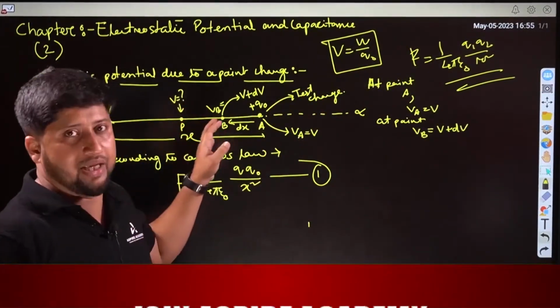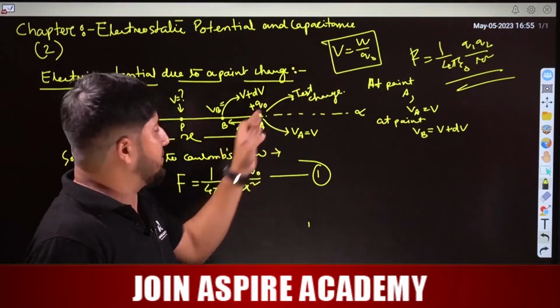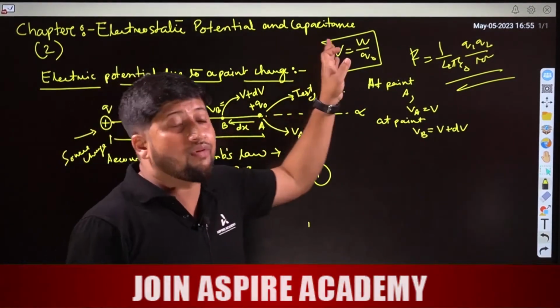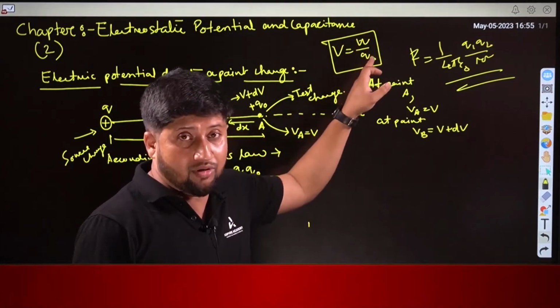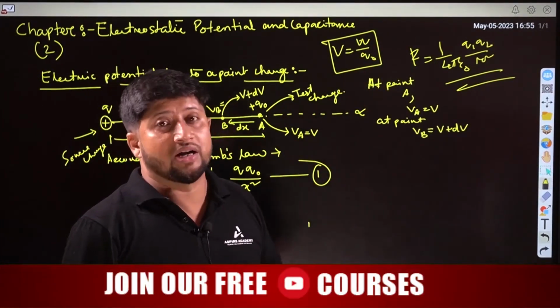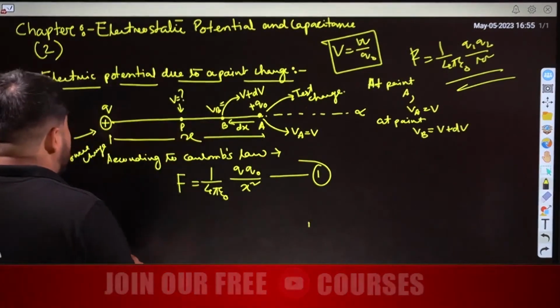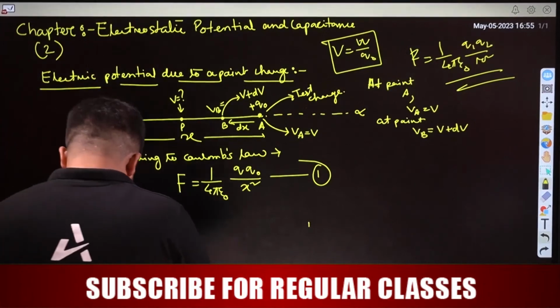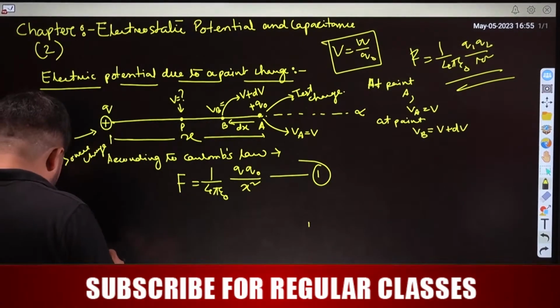Now we have to calculate the electric potential at a particular point P. We know the formula: V is equal to W by q naught. This means we do not need the force, but we need the work done. First of all, the work done in bringing a unit positive charge from one point to another point.